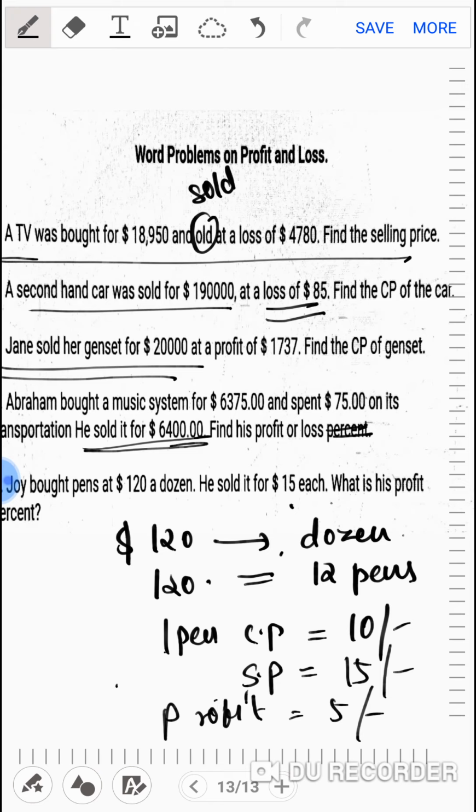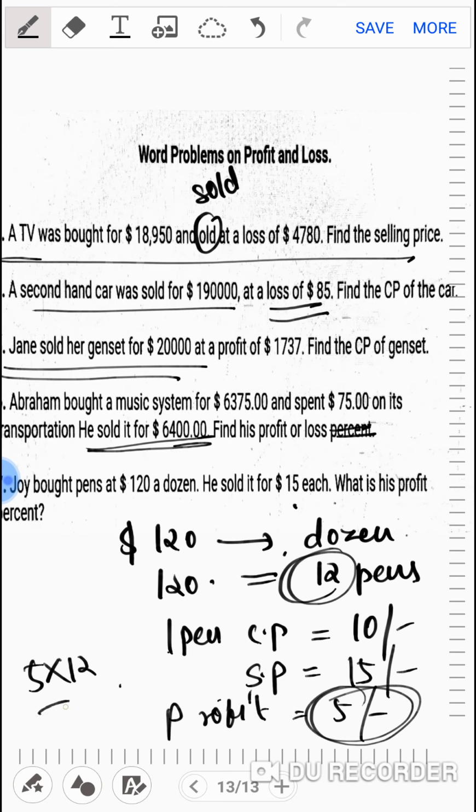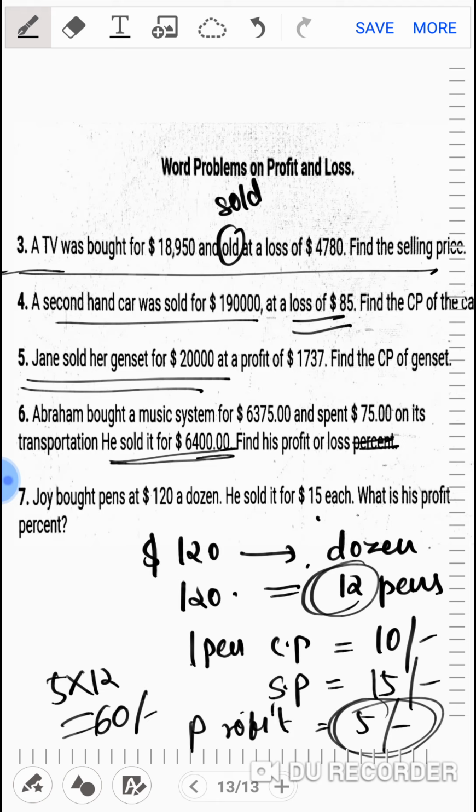If they ask you total profit, in that case profit per pen is 5 and you have 12 pens. So you will multiply 5 into 12, that is 60 will be your total profit on 12 pens. But here the question is find the profit. Here the question is find profit percent, but I will delete that percent. Percent will be taken in my next video. For now you have to just plainly find profit or loss.